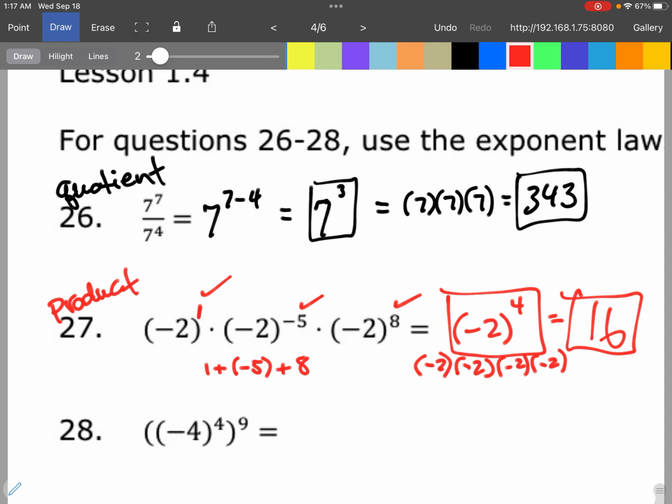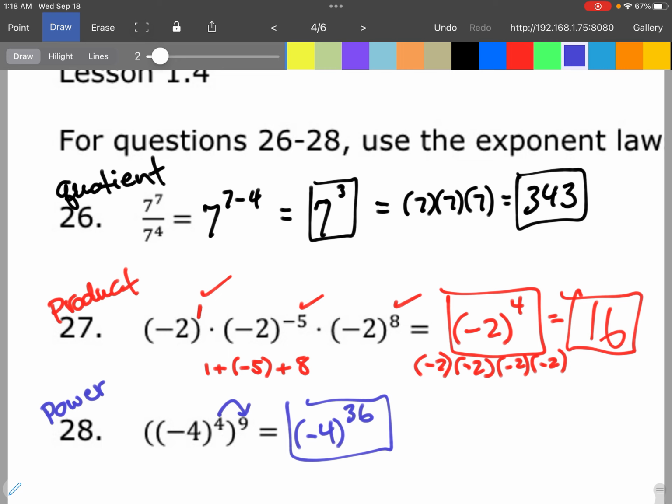And last but not least, we go to our power rule. This is when your exponent has an exponent. See this guy right here? He has this guy. All right. What we do with these two, you multiply them. All right. So this answer would simply be -4 to the power of 4 times 9, which is 36. And if you want to type that in the calculator, good luck. So, pretty sure it's going to be a really big number.